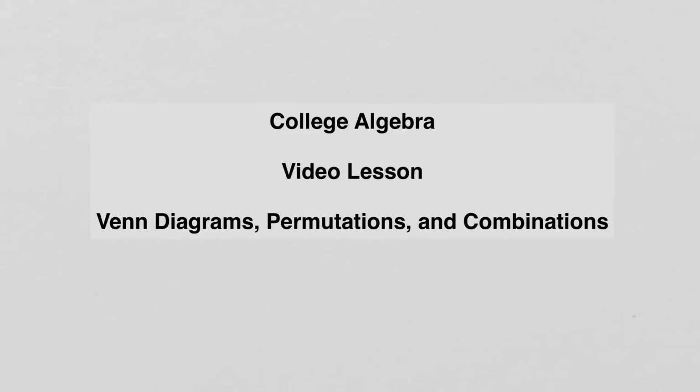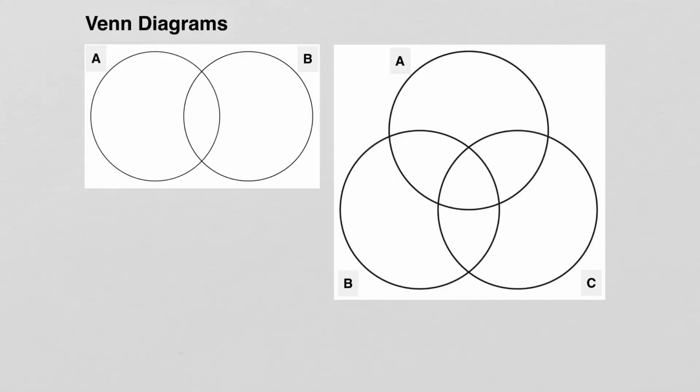Venn diagrams, permutations, and combinations. A Venn diagram is a diagram that is used to help us understand the relationship between sets.